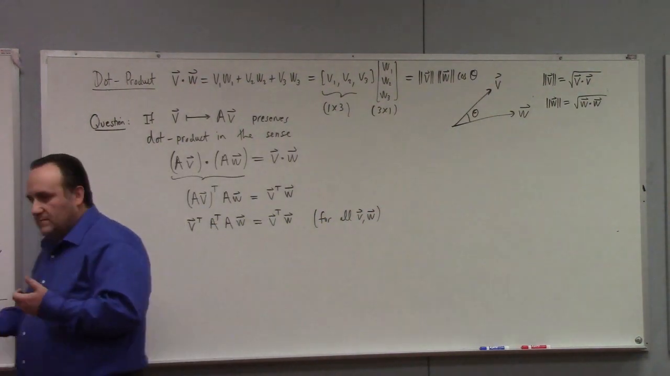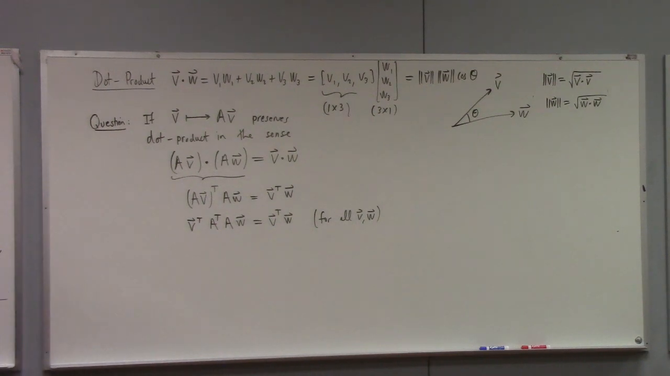If you want to understand what this actually says about the matrix A, what we can do to make this equation pop, if you will, is to choose the easiest possible choices of V and W to understand the nature of A. And so the easiest possible choices are the standard basis, right?